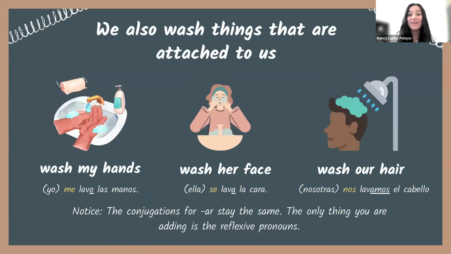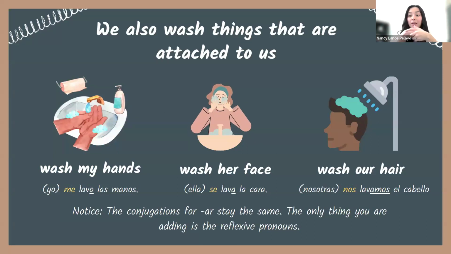Pero también lavamos cosas que son parte de nuestro cuerpo, the things that are attached to us, parts of our body. We talked about, right? Lavarse la cara. We talked about washing our faces in our routine, right? Pero también lavamos nuestras manos. We wash our hands. We wash our face, right? We wash our hair, right? Por ejemplo, if I want to say, I wash my hands en español, and you can repeat it and act it with me, ¿sí? En español diríamos, me lavo las manos, ¿sí? O yo me lavo las manos, right?